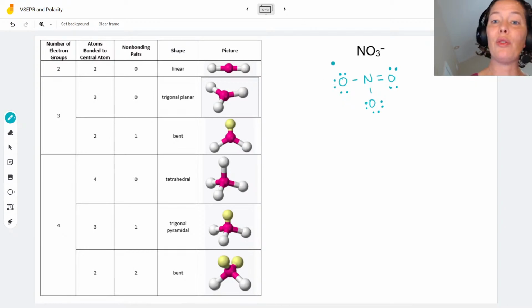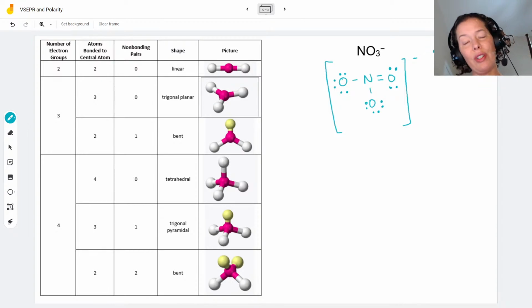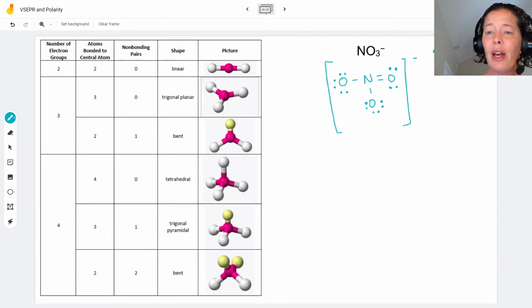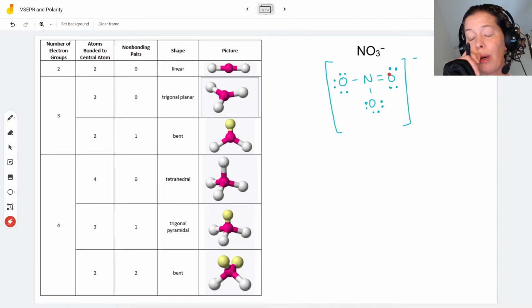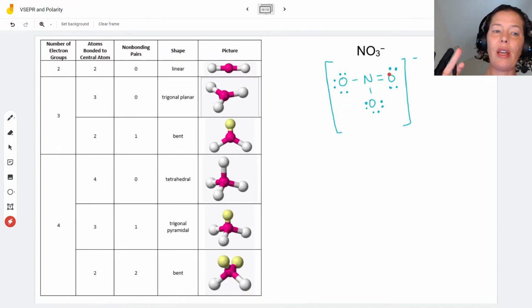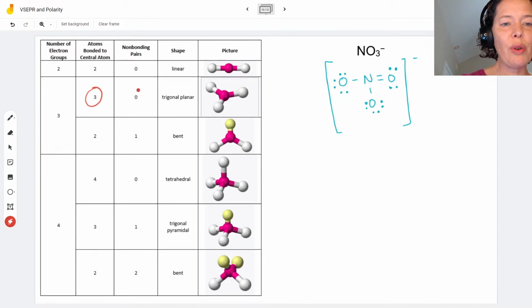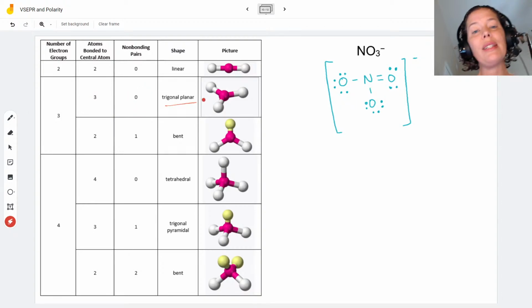Now I am going to remember to put brackets around this and to put the negative charge outside. So we remember this is a charged species. Okay, so for molecular shape, I have 3 atoms bonded to the central atom, and that nitrogen has no non-bonding pair, so I'm looking for the 3-0 situation, which is going to be right here. So this is trigonal planar.